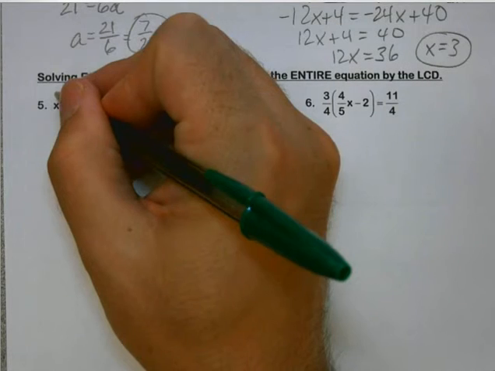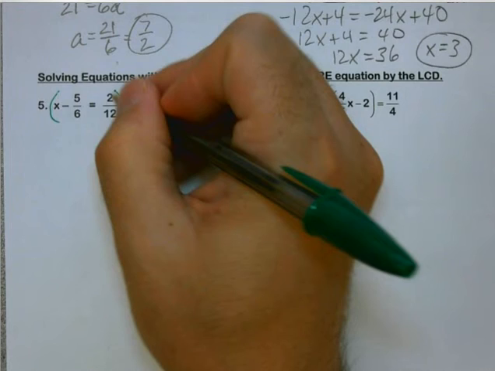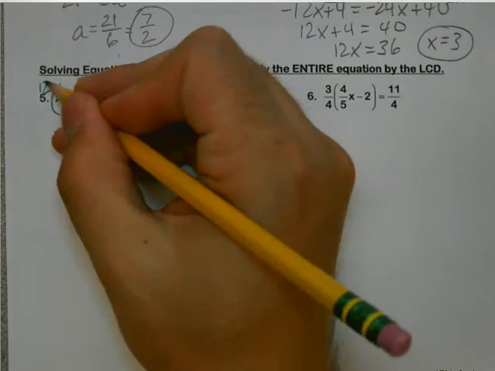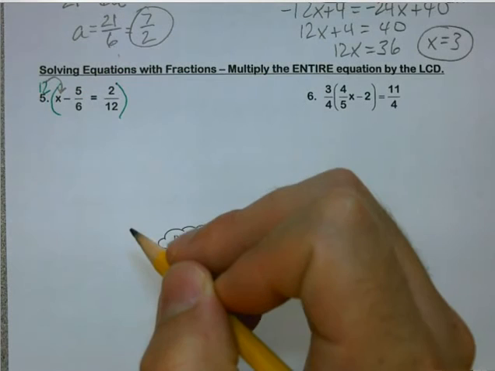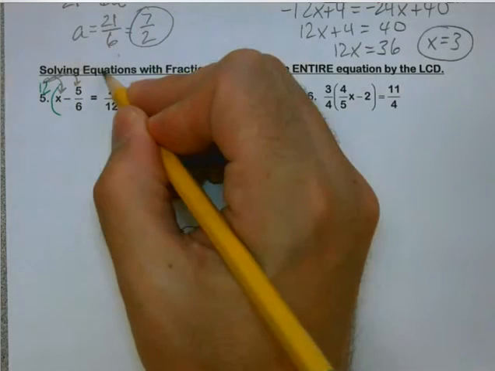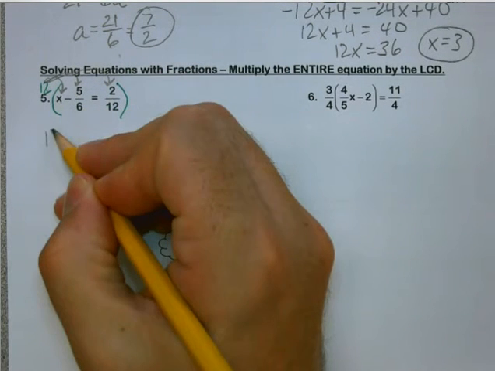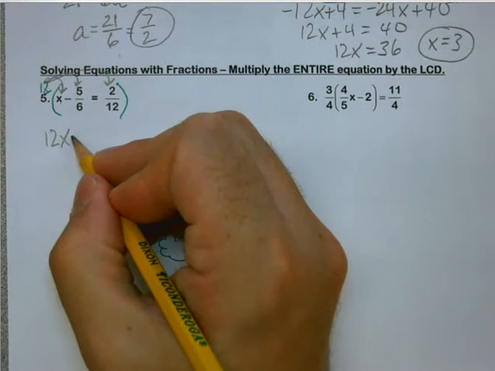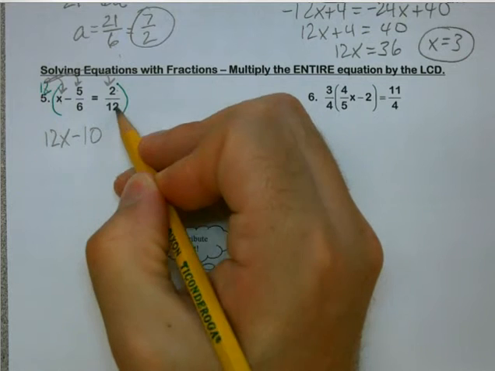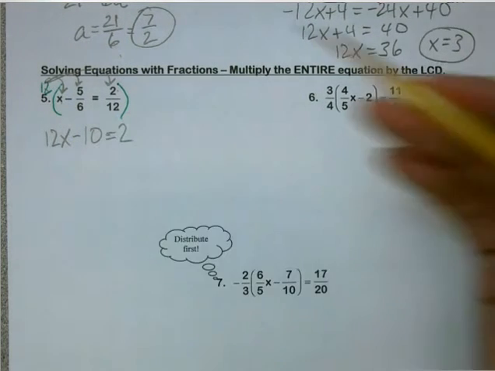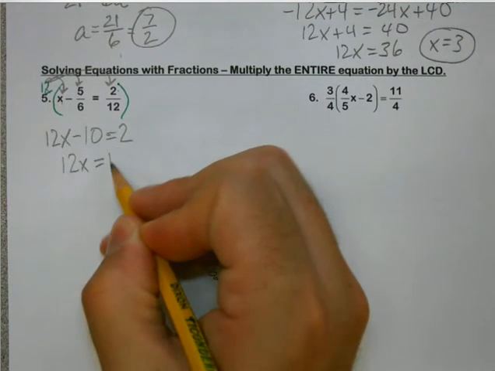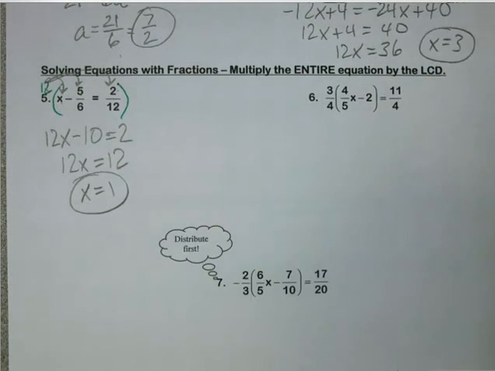6 and 12, the smallest number that will go into both of those, that evenly divides in, would be 12. Okay, 6 goes into 12. 12, of course, goes into 12. Even though that x term doesn't have a fraction, we still multiply it by 12. So be careful. So we have 12x. Okay. 12 times 5 is 60. Divided by 6 is 10. 12 times 2 is 24, divided by 12 is 2. Or you could turn the 12 into a fraction and multiply across and simplify. And now it's pretty simple. Add the 10 over, divide by 12, and we're set.